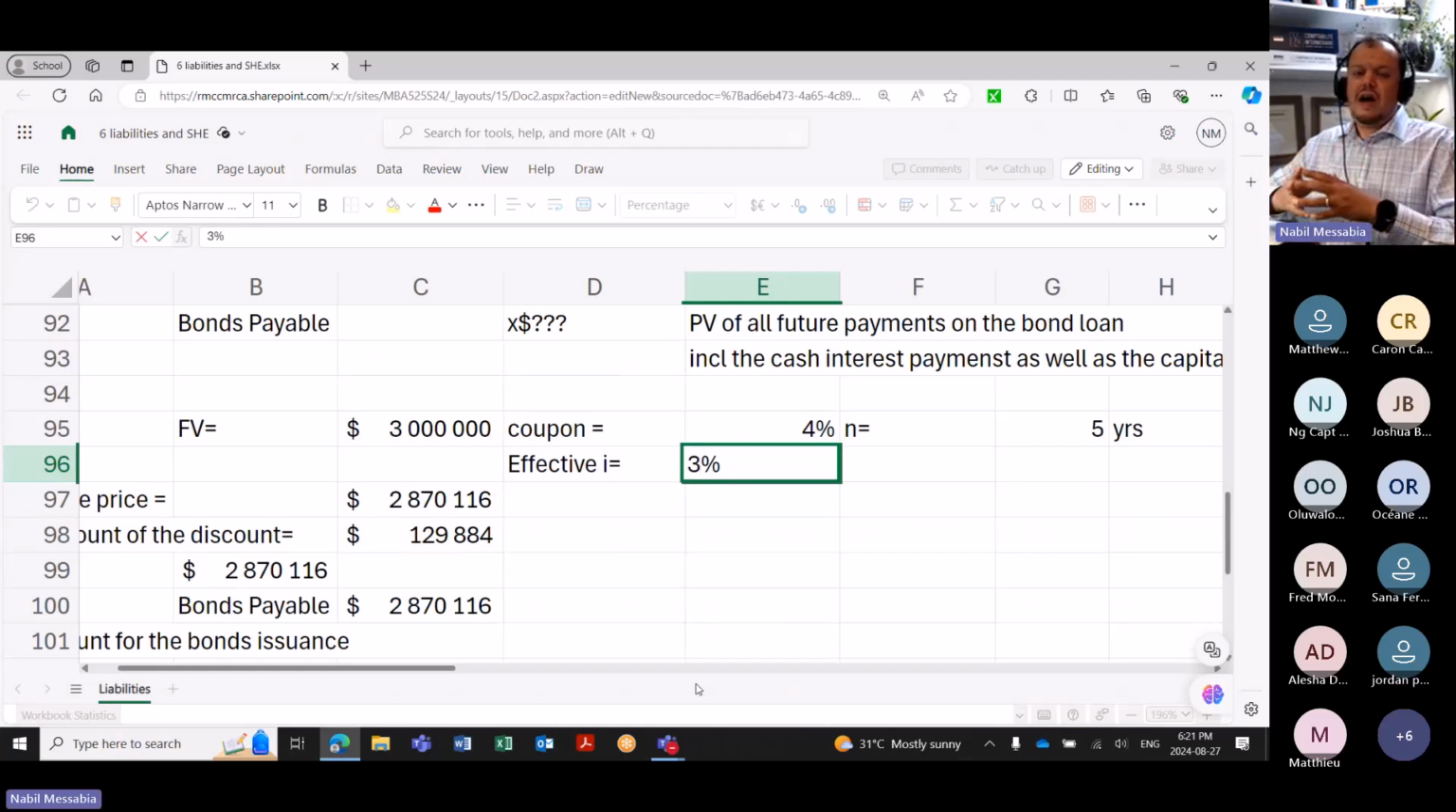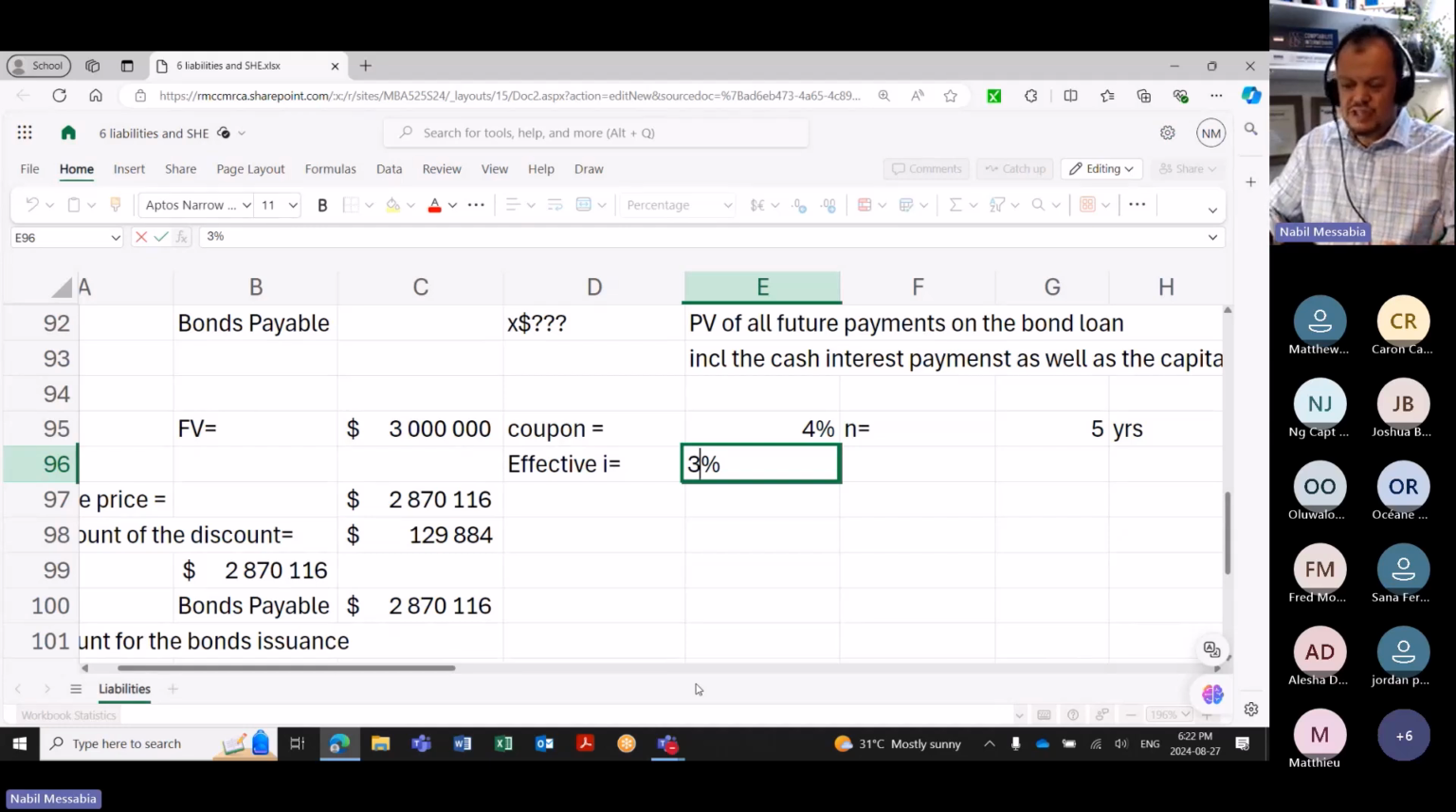What do you expect to happen? If I am paying a higher interest rate, while the market only offers 3%, then as an investor, if I invest in the market I will get 3%, but if I invest in your bonds, you will pay me more. What do you expect the issuance price to be compared to the maturity price? It's going to be higher than the 3 million.